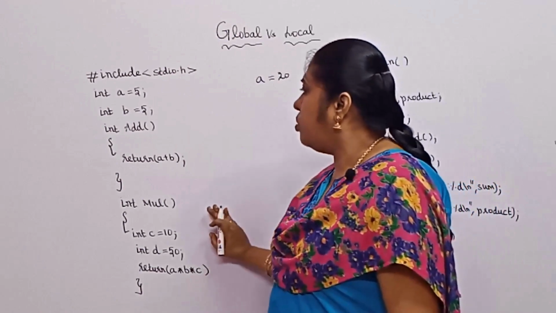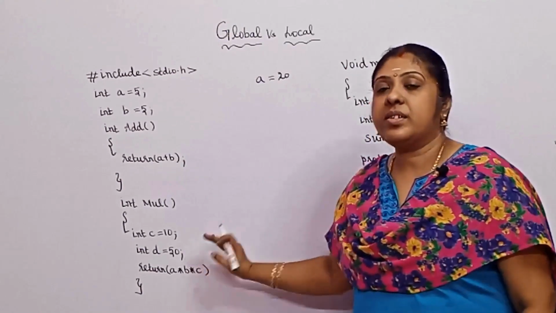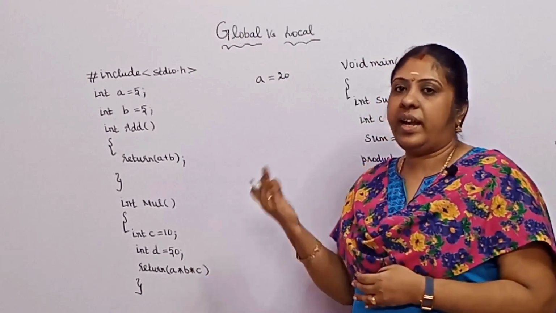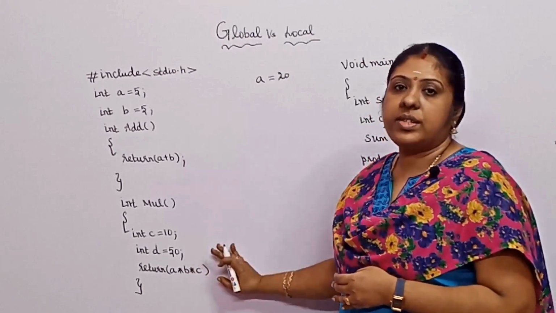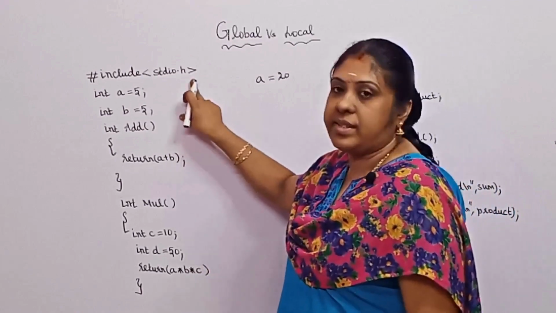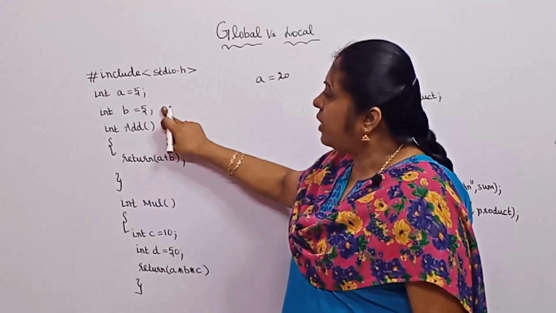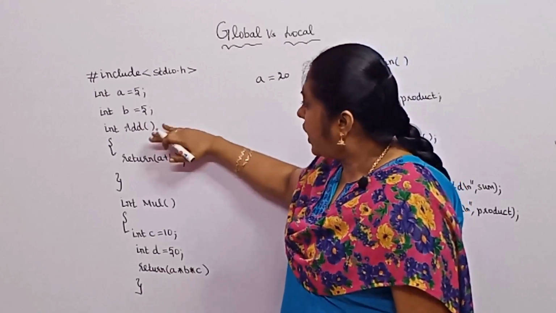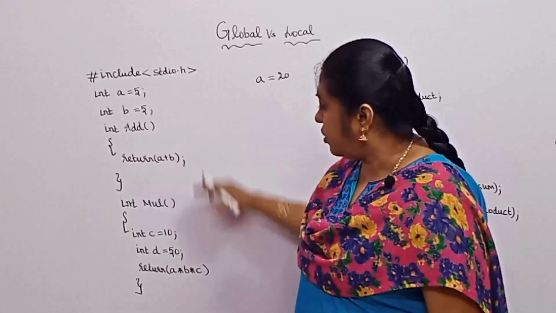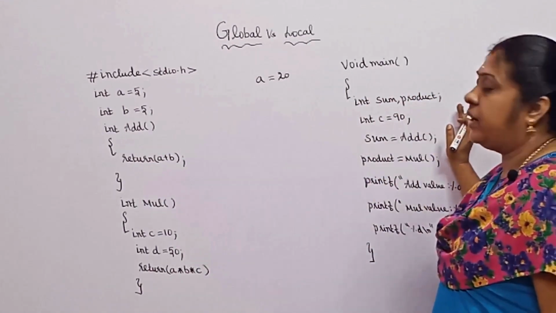Consider a small program which consists of two subfunctions. The functions we will be discussing in later videos. Now just a small example. Consider hash include stdio.h. Here integer a equal to 5 and b equal to 5. And then the subfunction begins. The two subfunctions and the continuation, the main program, are written here.